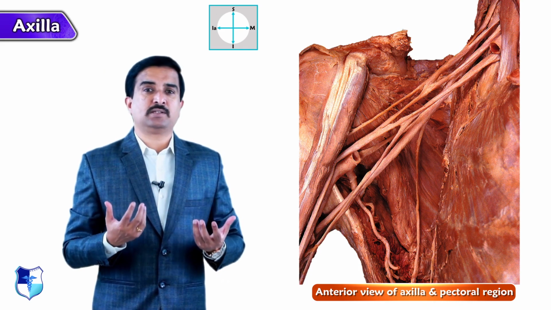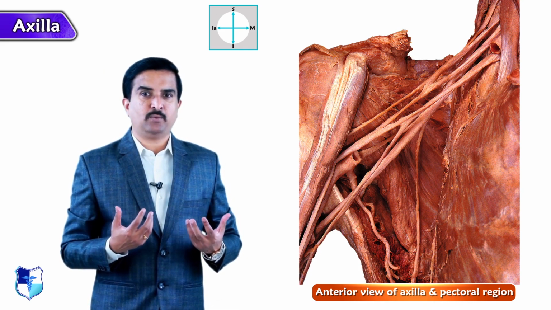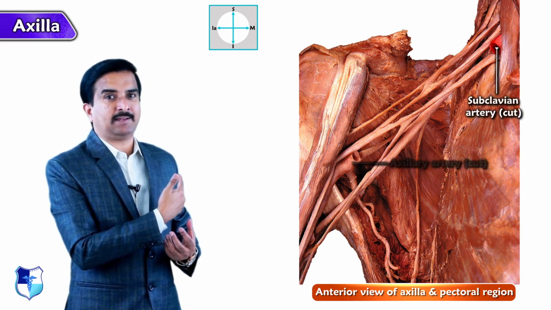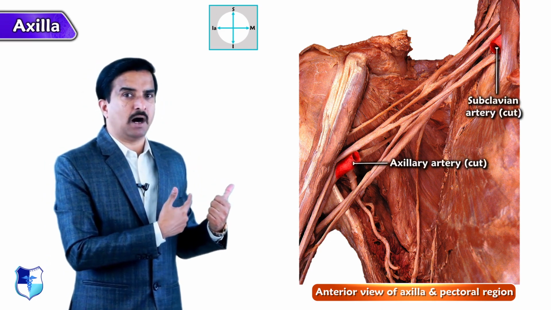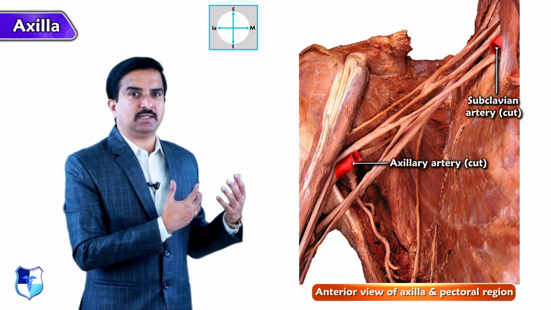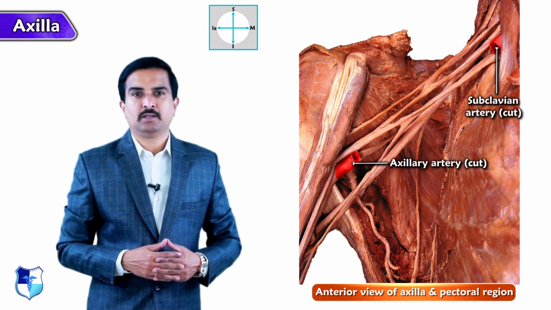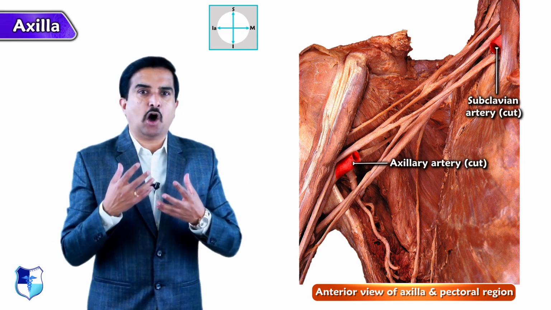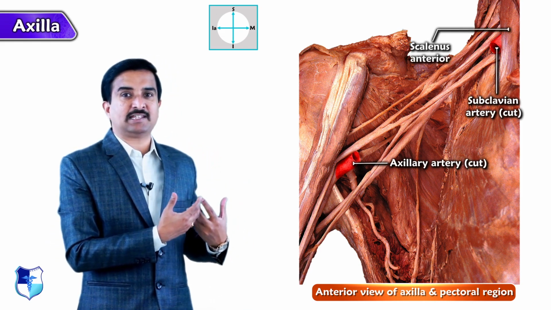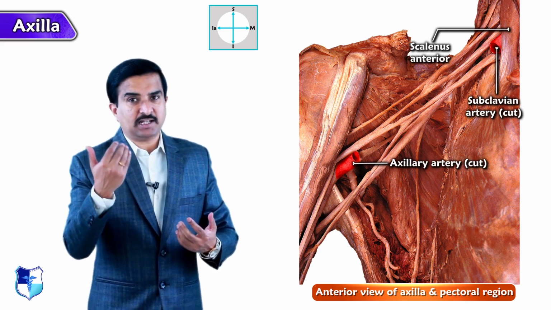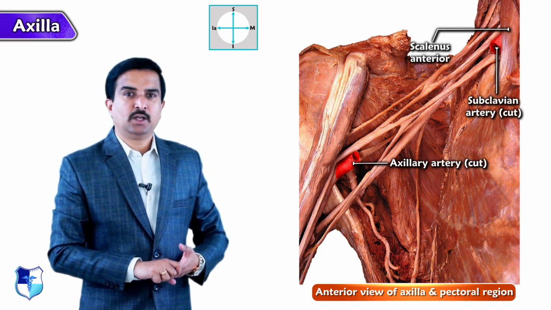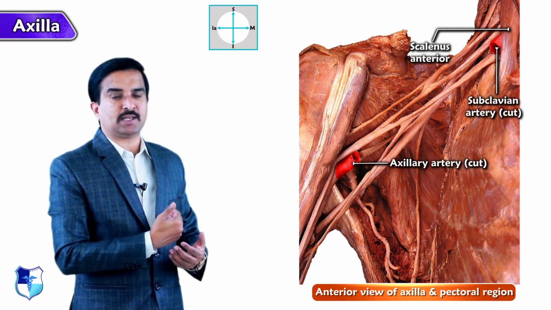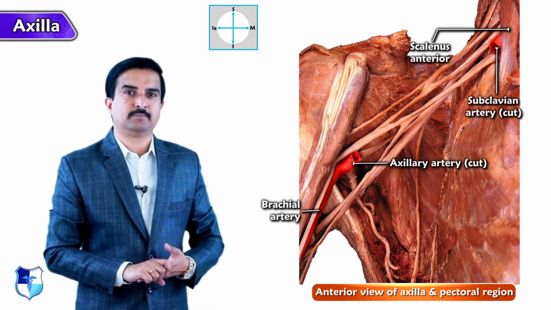And the axillary vessels are removed, where we can appreciate the cut ends of the subclavian and the axillary arteries, which are well marked over here. We could appreciate these vessels very clearly. The proximal cut end is the subclavian artery peeping out from the lateral border of the scalenus anterior muscle, which continues as the axillary artery, whereas the distal end is the axillary artery and it continues as the brachial artery.